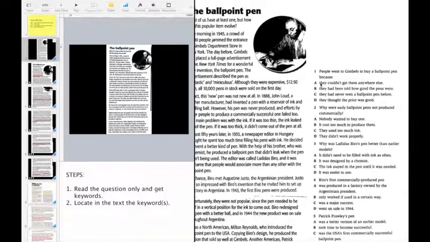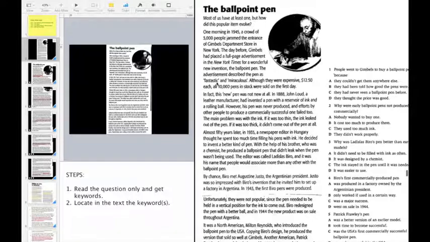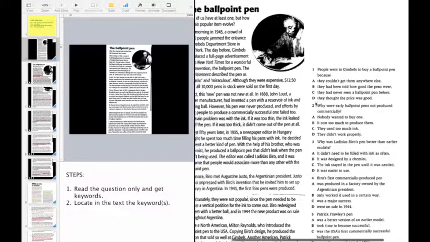Let's take a look at here. Is it they couldn't get them anywhere else? There's no mention of this, so it cannot be A. Letter B, they had been told how good the pens were. Possible, because there's a reference here about the pens being fantastic and miraculous. Letter C, they have never seen a ballpoint pen before.